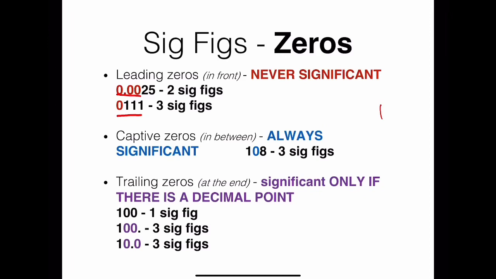The number 100 with a decimal point tells us we were able to estimate to the last zero. So that's 3 sig figs. And the number 10 with a decimal point tells us we could read the 10, but we had to estimate the 0. All of those numbers are part of the measurement. So that is 3 sig figs as well. So we have leading zeros, the zeros that come in front, captive zeros, the zeros that are trapped in the middle, and then trailing zeros. Each have their own rules.